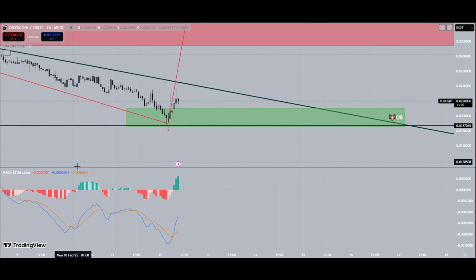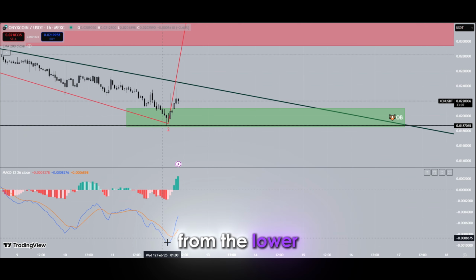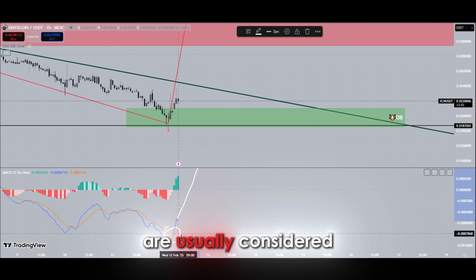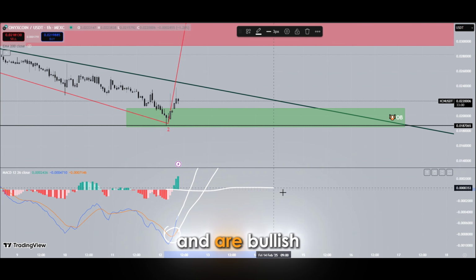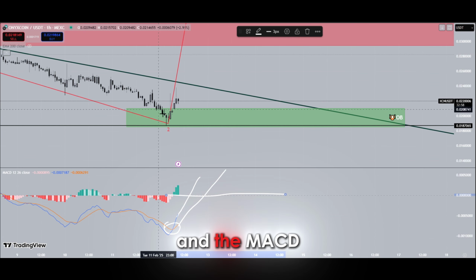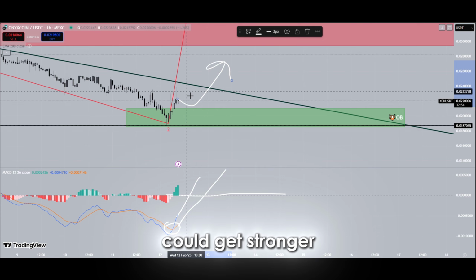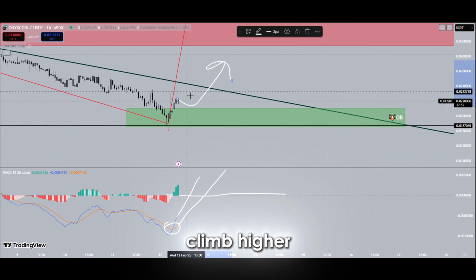Looking at the MACD indicator, we can see that a crossover from the lower side occurred last time. Such crossovers are usually considered a positive signal and are bullish. If this crossover continues and the MACD line moves above the 0 point, the bullish momentum could get stronger and we could see the price climb higher.